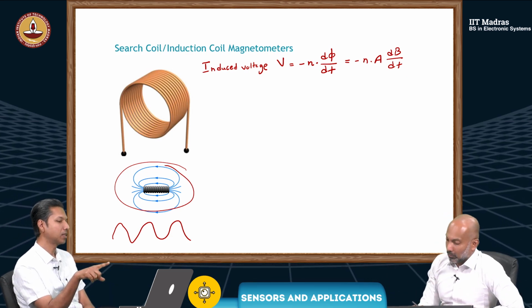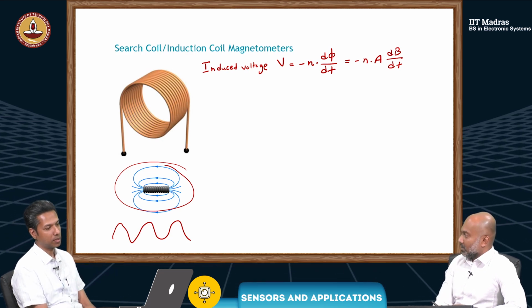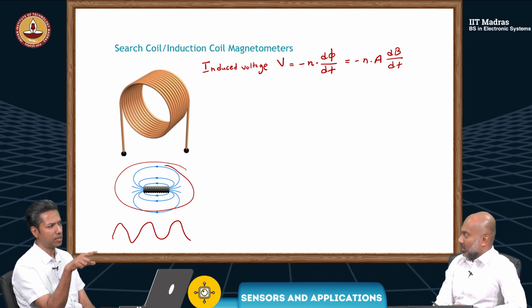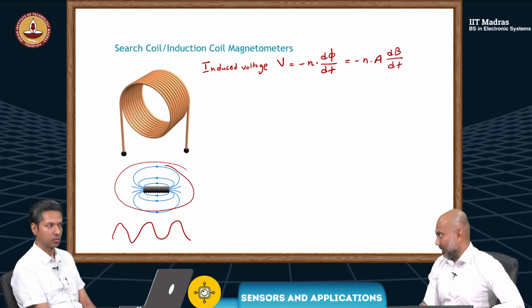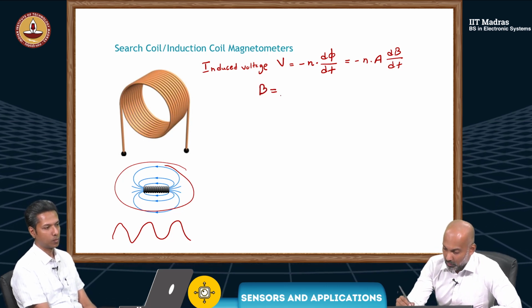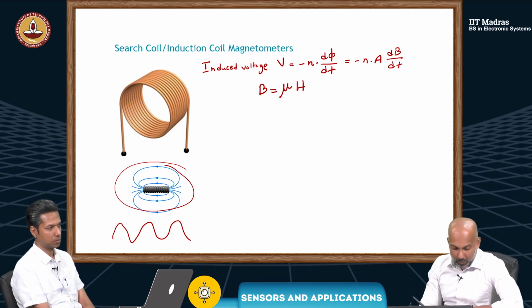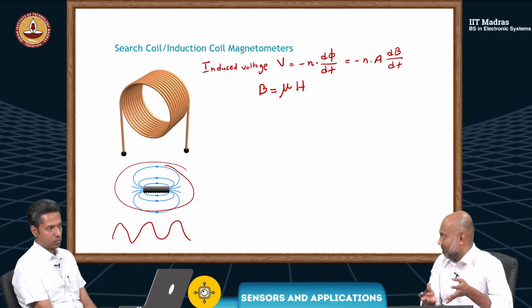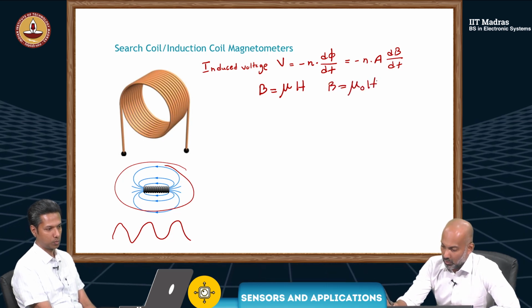So phi and B, how are they related? I think yesterday we discussed this. B is equal to phi by area. Another thing we discussed yesterday was that B is equal to mu into H. Now, if you assume that there is nothing in between this coil, simply air, you can say B is equal to mu0 H.